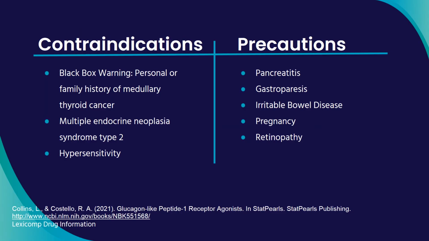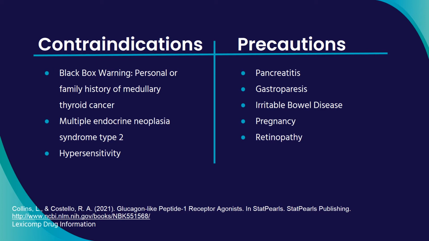The class of GLP-1s, besides lixisenatide and twice-daily exenatide, have a black box warning for an increased risk of thyroid C-cell tumors. The class of medications is contraindicated in those with multiple endocrine neoplasia syndrome type 2, a personal or family history of medullary thyroid cancer, or hypersensitivity to any ingredients.